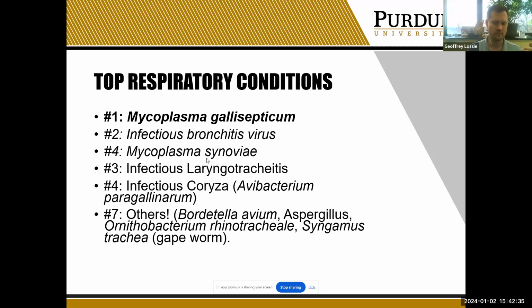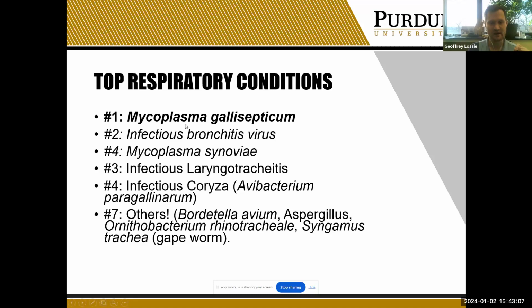And again, these are roughly in order, but these are some of the most common things that I see. I do want to point out that number one is Mycoplasma gallisepticum. And also that, I'm sorry, those are reversed. It should be 3 and 4, Mycoplasma synoviae. These are two bacteria that can cause respiratory disease, with Mycoplasma gallisepticum being much more severe.